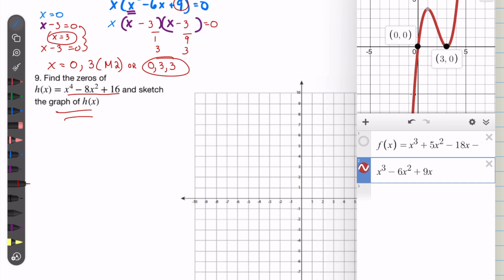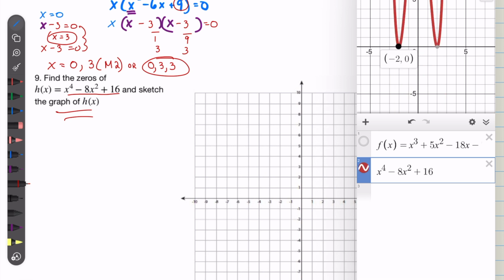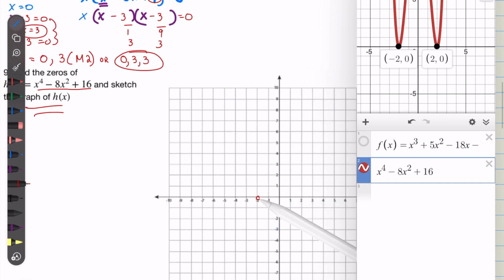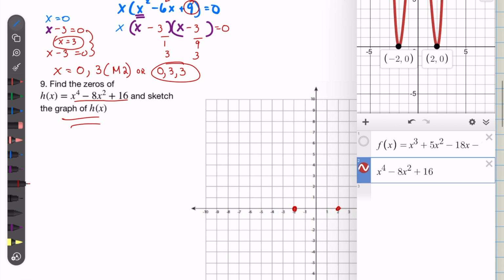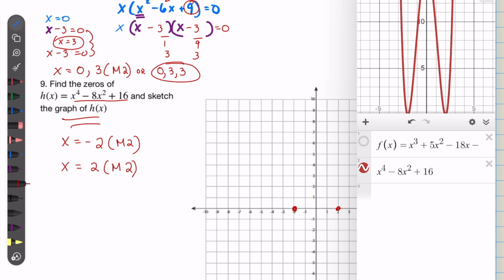And finally, number 9, find the zeros of this polynomial and sketch the graph. So if they want me to sketch a graph, I'm just going to type that equation in. x to the 4th minus 8x squared plus 16. Oh man, look at that. Oh, and they're just touching and turning away. So it looks like at negative 2 and positive 2, I've got solutions. And because it touches and turns away, that's multiplicity. And if they both have multiplicity of 2, which the graph shows they do, then I know I've got all my solutions found.